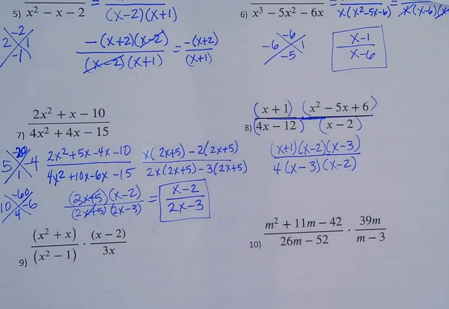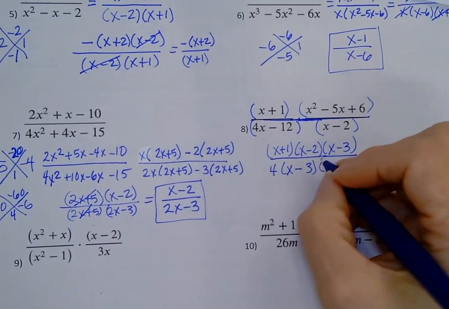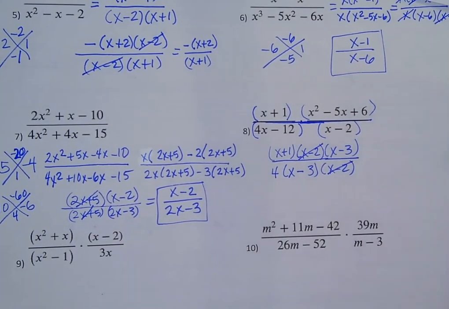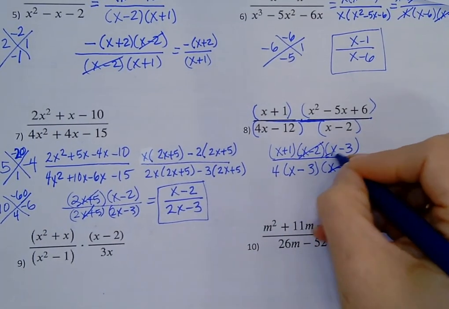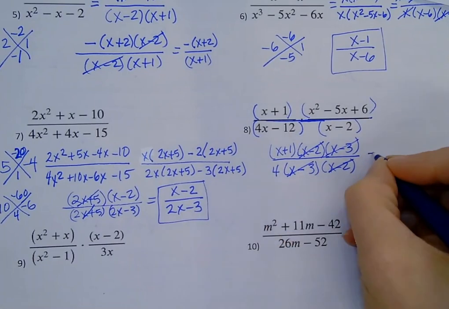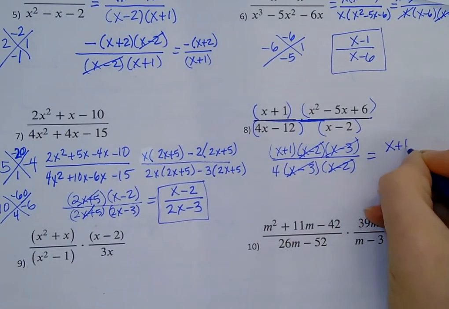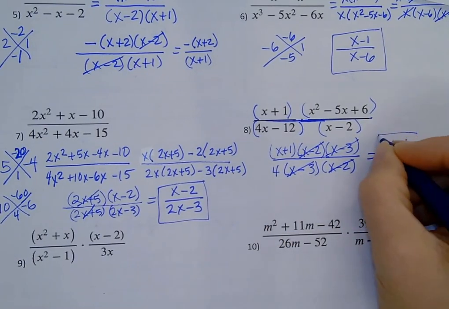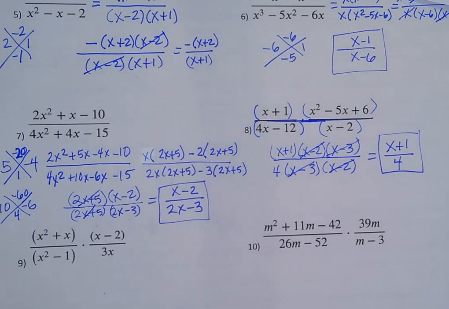So I'm not going to multiply stuff out. I'm just looking at my factors to see what I can cancel now. Well, hooray, x minus 2 divided by x minus 2, those cancel, yeah? X minus 3 divided by x minus 3, those cancel. And so once I pulled it into factors, I was able to quickly see what was left, and that's my answer.